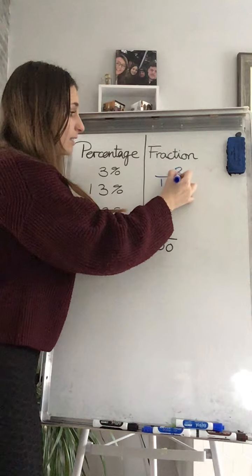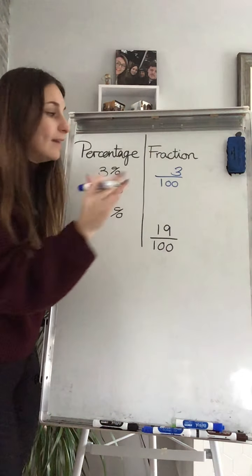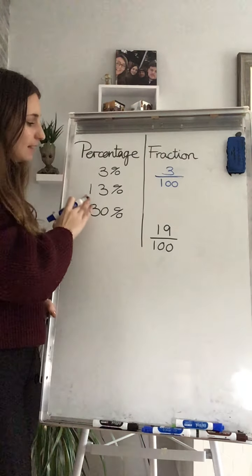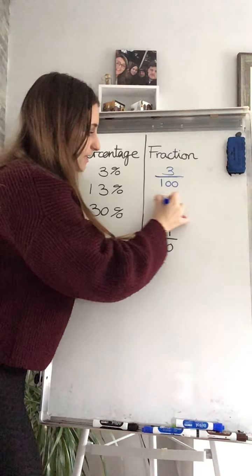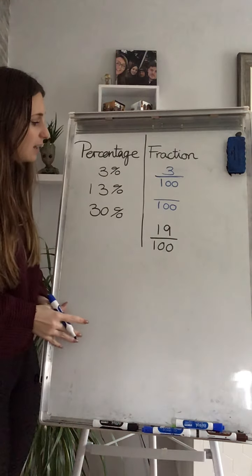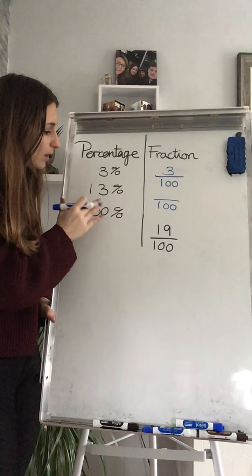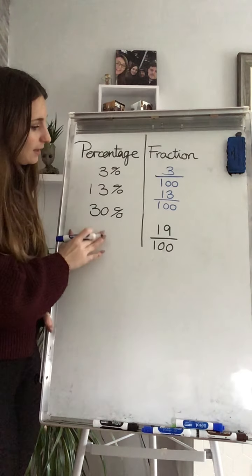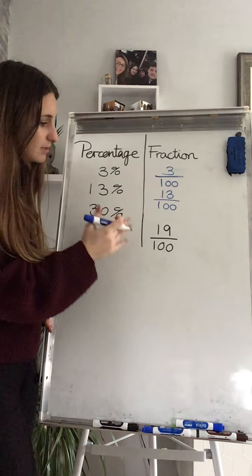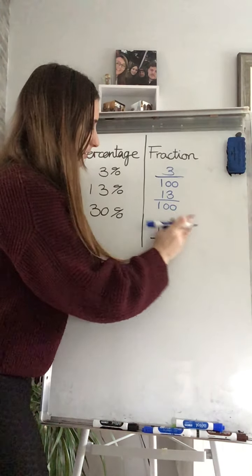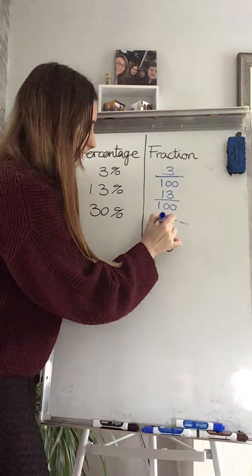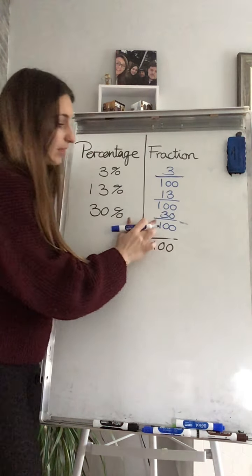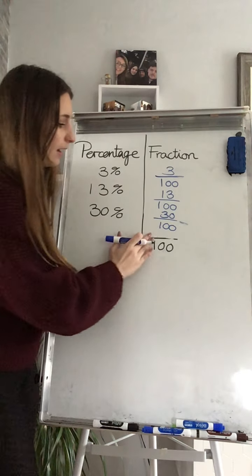3%. You will only get 3 out of 100. So you put it more in the middle, 3 hundredths. Next one, 13%. So percent is per 100, per each 100, something to do with 100. So out of 100, you have 13 of them. 13 hundredths. And my next one, 30%, same. 30%, you have 30 hundredths, 30 out of 100.